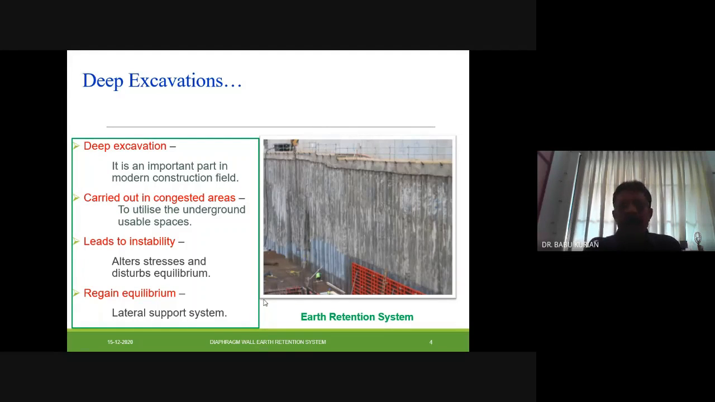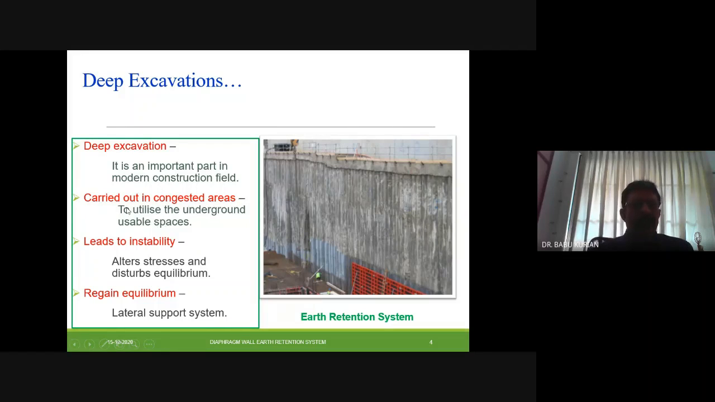And with the available area, if you want to do some constructions above the ground level, some limitations are there. Depending upon the area only, we can increase the height of the building. So the only solution is to go underground. And if we are utilizing the underground spaces effectively, we can serve our purpose. So there is the importance of deep excavations. Excavations are made 2 or 3 or even up to 50 meters below the ground level. So if we are not protecting the sites properly, it is sure that it will fail.